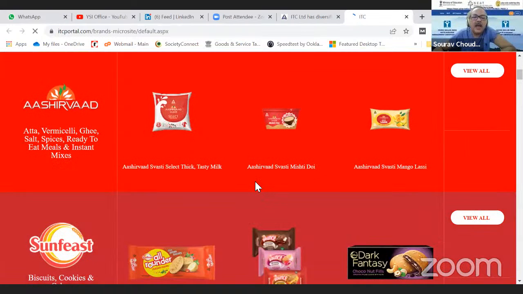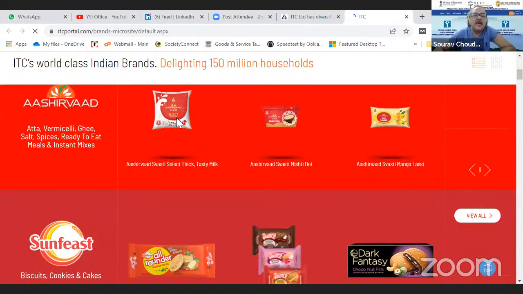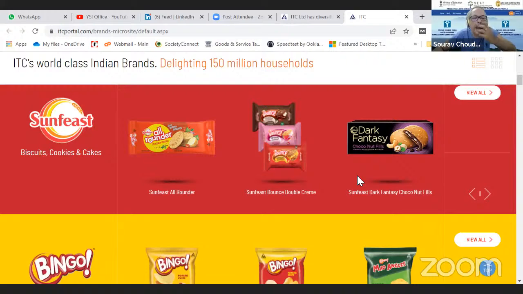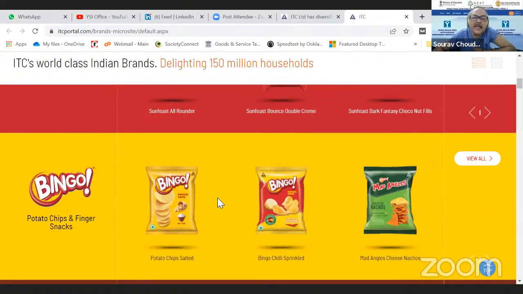Okay, now see. So ITC Ashirwad. What is this? Ashirwad Swasti Mango Lassi. Okay. Now what is this Sunfeast All Round? Does it say ITC anywhere? No, it doesn't say ITC anywhere. It's Sunfeast. You were right. Okay. Sunfeast biscuits, etc. Bingo. Does it say ITC Bingo? It has a small ITC side, but Bingo is the main brand. It's not under the umbrella brand of ITC. You can't say its umbrella brand is ITC.